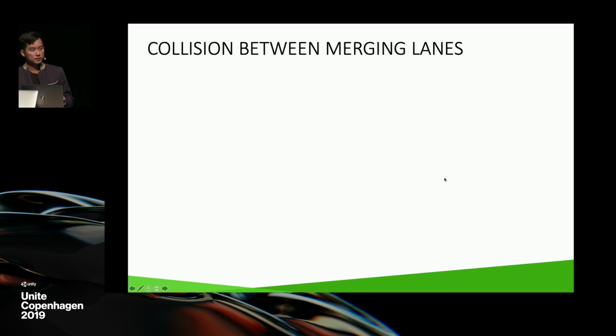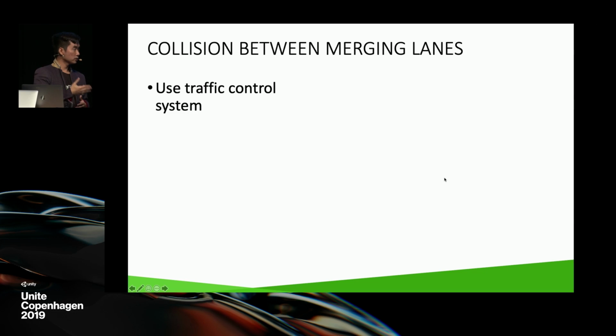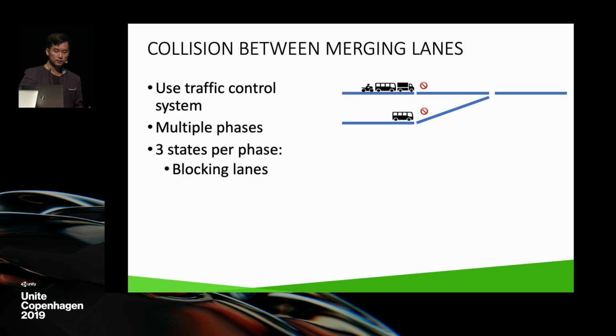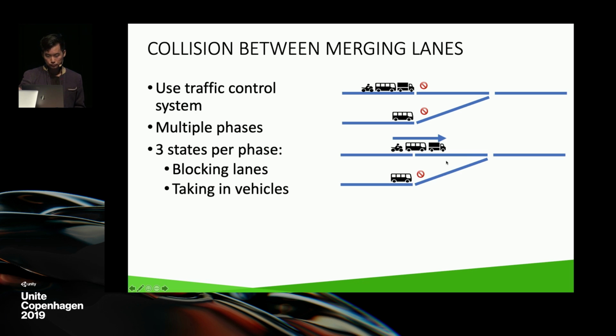The more tricky scenario is when the lanes are merging. And at this point, we have to introduce another system to make sure that there's no collision between merging lanes. That is the traffic control system that I mentioned previously. It will come in multiple phases, and each phase has 3 states. The first state is that all the lanes that are merging will be blocked, so no vehicle can enter. Imagine that this is like a red light in the traffic light.